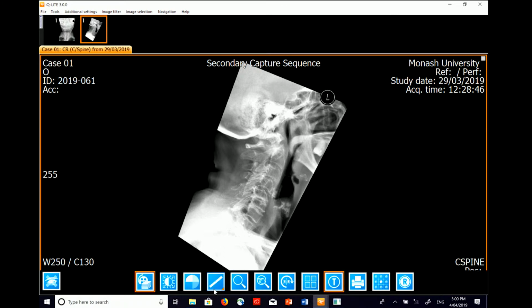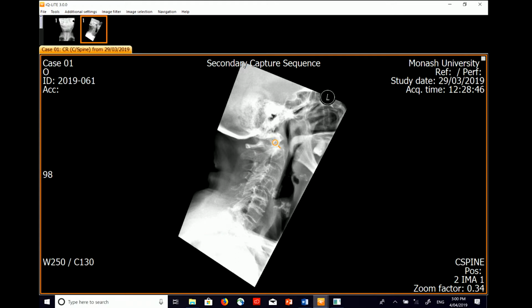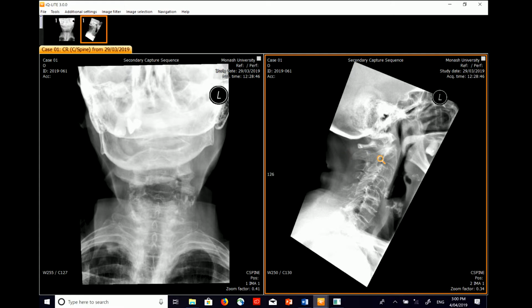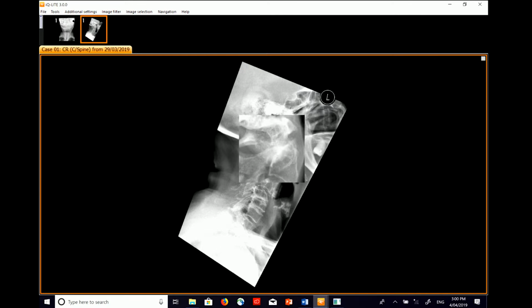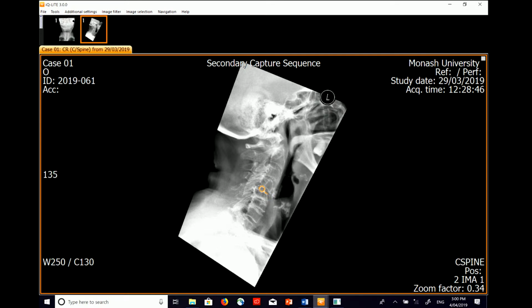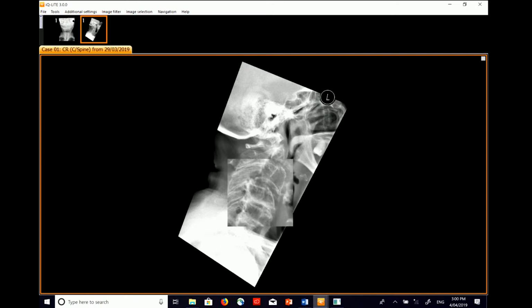So if we look at the lateral view, we should be able to see that there is a fracture at the base of the odontoid process, and there is some posterior displacement. There's also severe degenerative disease with severe disc space narrowing at the level of C4 and C5.